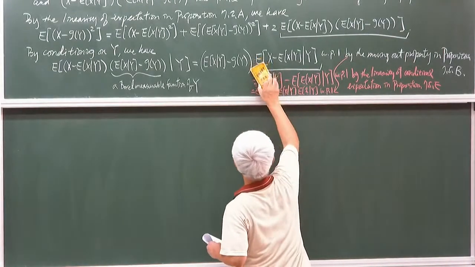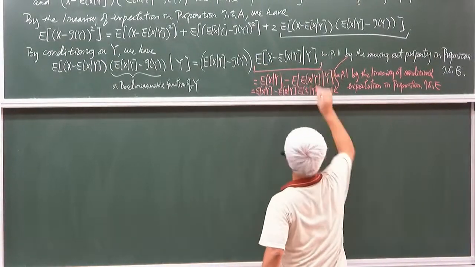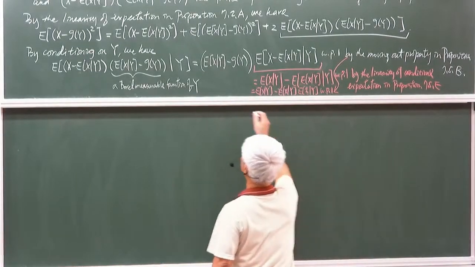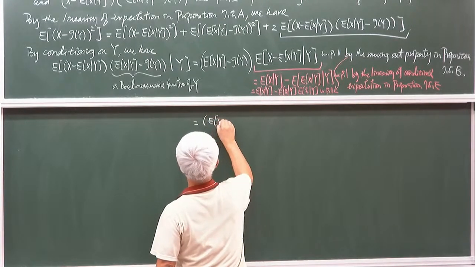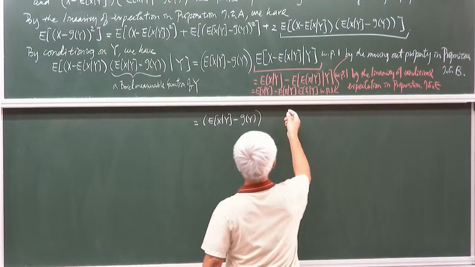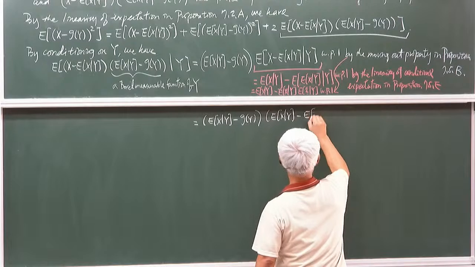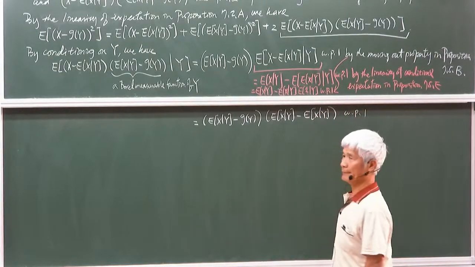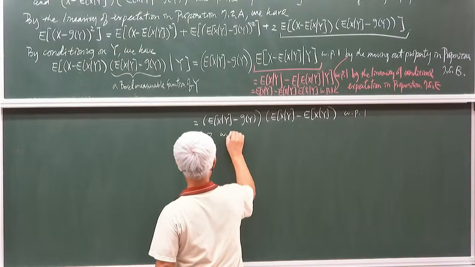Maybe I use the red color here. So this is equal to, and here is minus e, with probability 1. And the difference is 0, so this is equal to 0 with probability 1.